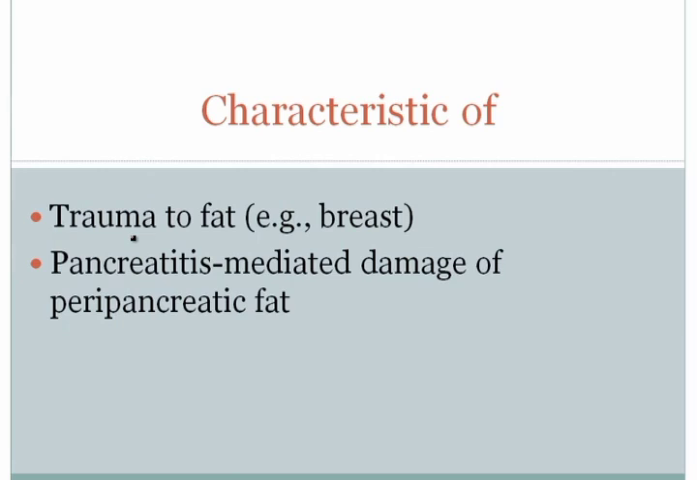Now, fat necrosis is classically seen in two regions, or with two processes. The first is trauma to fat, and the highest yield here would be the breast. The breast is a relatively fatty organ. It contains a lot of adipose tissue. For example, if a woman is in a car accident and the breast is crushed against the steering column or steering wheel, that can result in fat necrosis.